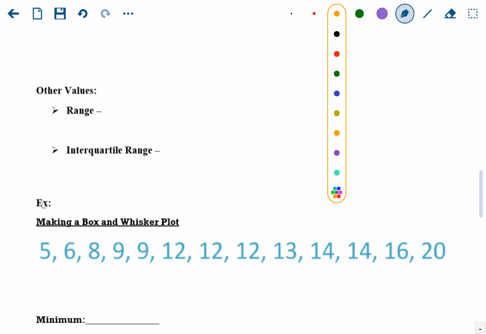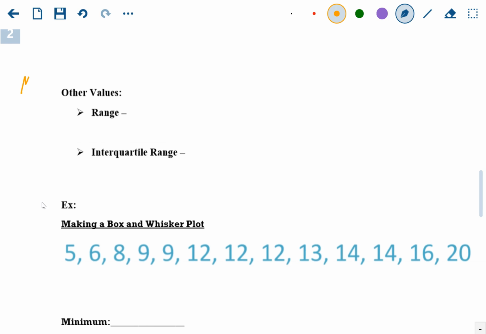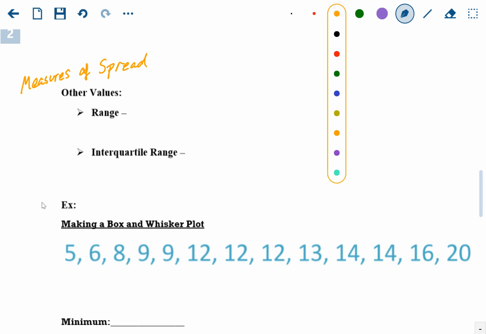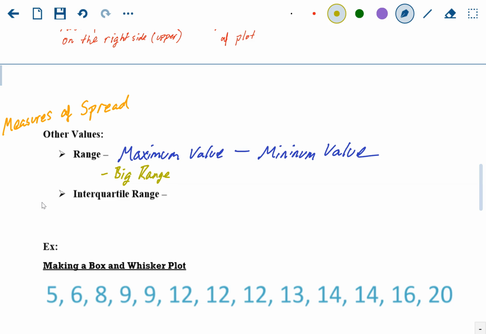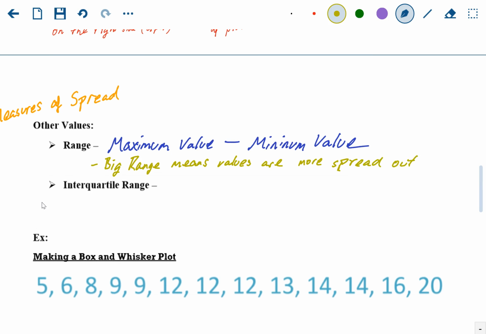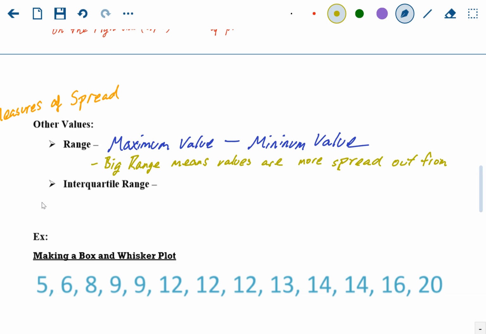All right, there are two other values that go along with the box and whisker plots. These are called measures of spread. Measures of spread means how spread out your data is. First one is the range. Should be familiar with it. Range is the maximum value minus the minimum value. So the highest value minus the lowest value tells you how spread out your data is. If you have a big range, that means your values are more spread out. And again, big is relative to whatever your data represents.